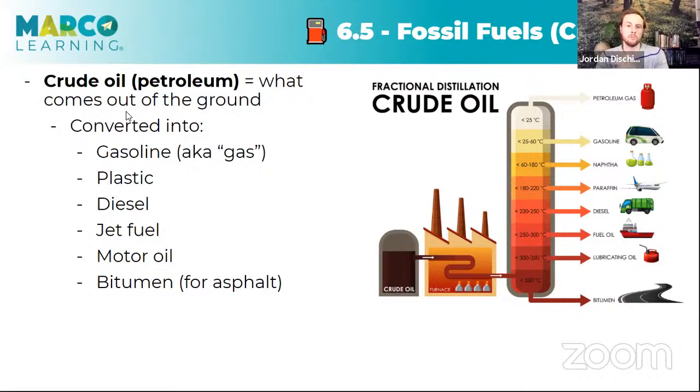One thing that APES students struggle with sometimes is what is crude oil versus gas versus petroleum. So crude oil and petroleum are the same thing. They are what comes out of the ground. And then they're converted into gasoline, which goes in your car, plastic, diesel, jet fuel, motor oil, and bitumen, which goes into asphalt for roads. And that's done through something called fractional distillation. Basically, you heat it and the different hydrocarbons move up a column and separate out based on their densities. That's a little bit deeper than you need to know, but you really should know that crude oil becomes all of these things.